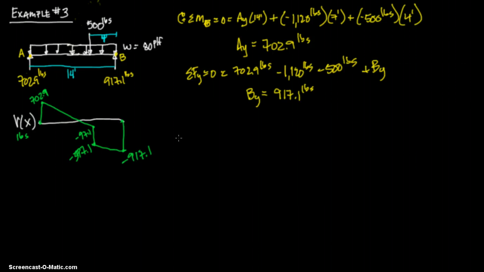Alright, so now we can figure out our Vmax, which is our maximum shear. And we look down here, okay, on the positive side, we had 702.9, and on the negative side, we had 917.1. So 917, think of it as the absolute value. 917.1 is going to be your max.